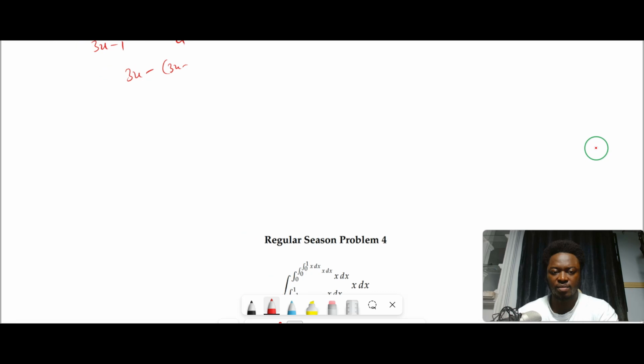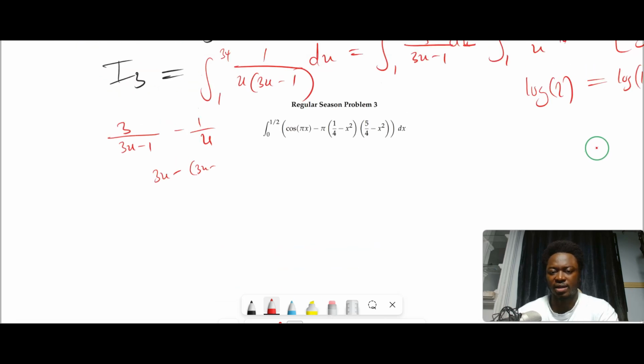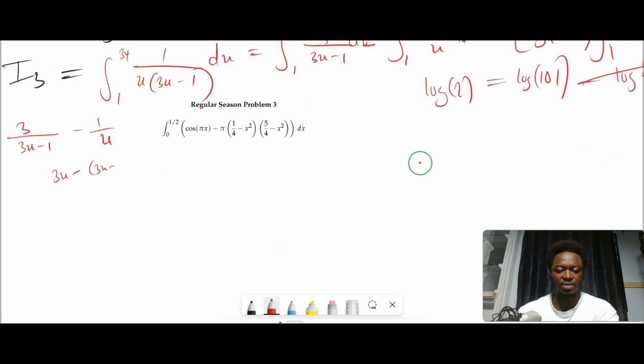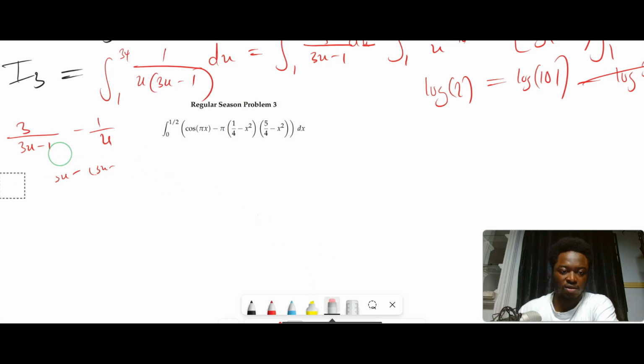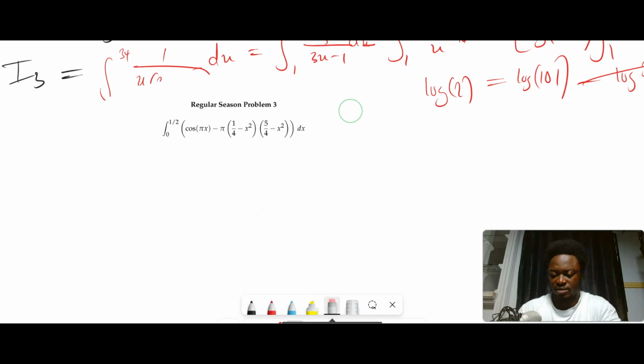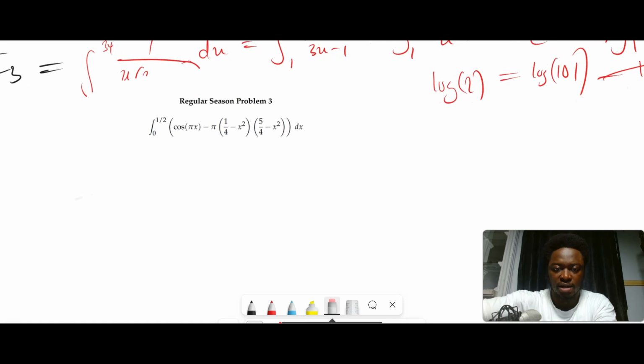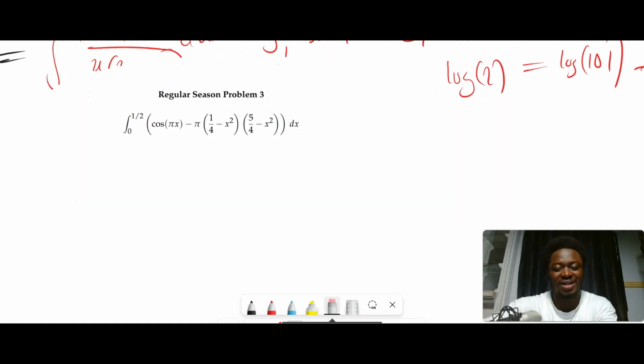So now let's look at number 3 here. Very interesting problem. I've already done it, but we're still going to feature it here in our video. So I really enjoy this problem. Though it may look simple, it's actually interesting.